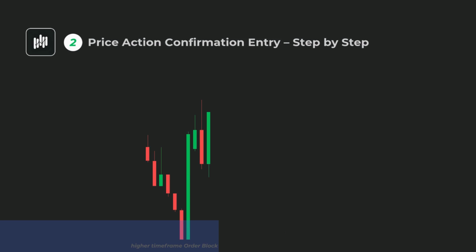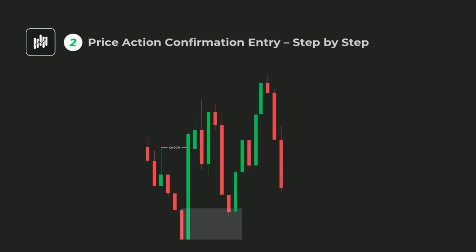Step 2. Once price reaches that zone, pay attention to how it behaves. You want to see a clear change of character forming around that level. Step 3. After the change of character, look for a new valid order block. If a new order block forms after the change of character, mark it on your chart, but do not enter yet. Wait for price to come back, mitigate that new order block, and show a reaction.